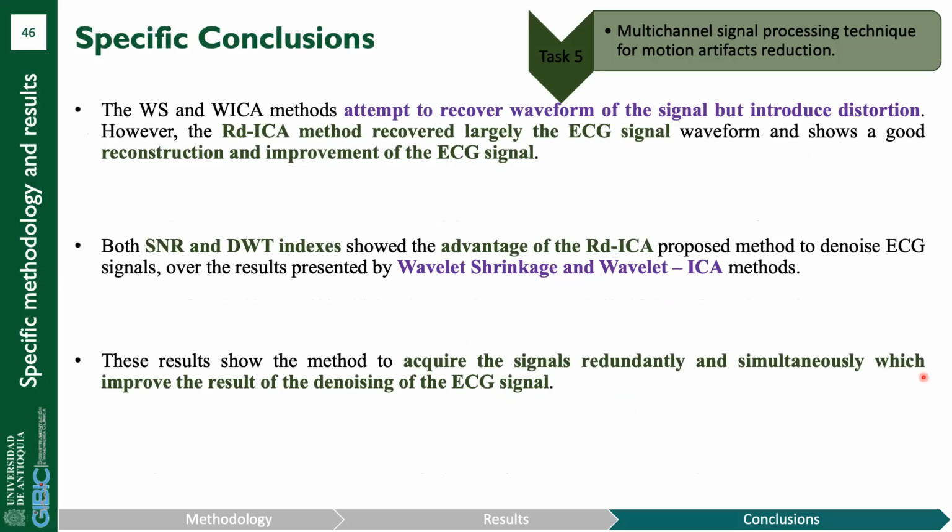As a specific conclusion of this part, we can say that the wavelet K and the wavelet ACI methods attempt to recover the waveform of the signal, but introduce distortion. However, the RD-ACI method largely recovered the ECG signal waveform and shows a good reconstruction and improvement of the ECG signal. Both the signal-to-noise ratio and dynamic time warping indexes show the advantage of the proposed RD-ACI method to denoise the ECG signal over the results presented by the wavelet K or wavelet ACI methods.